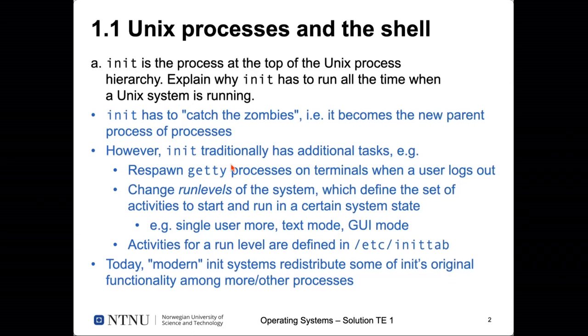Init, in addition, traditionally also has additional tasks. And the most important one is actually to get the system running. There is a configuration file called /etc/inittab, which is just a text file on older Unixes describing what should go on. When a Unix system runs, it is in a certain so-called run level, which is just a number from 0 to 6 usually. These run levels define the sets of services that should run on the system.